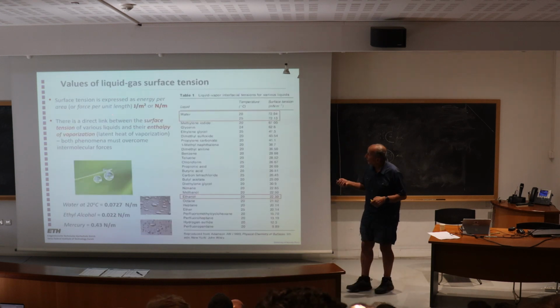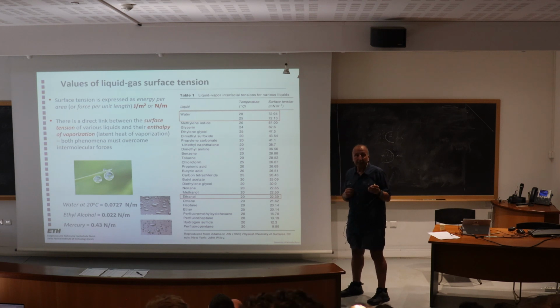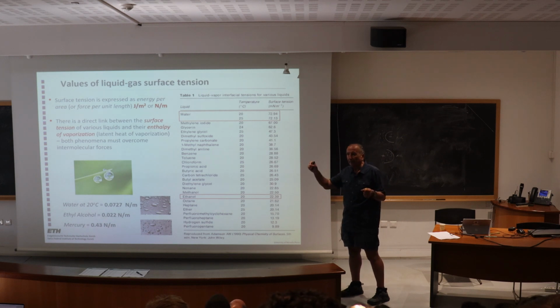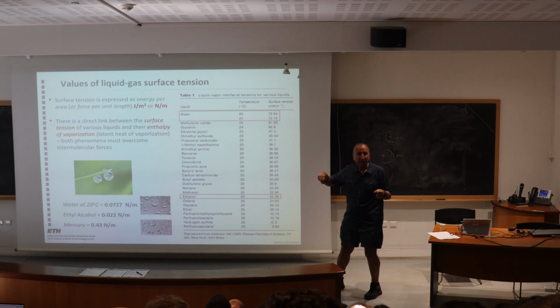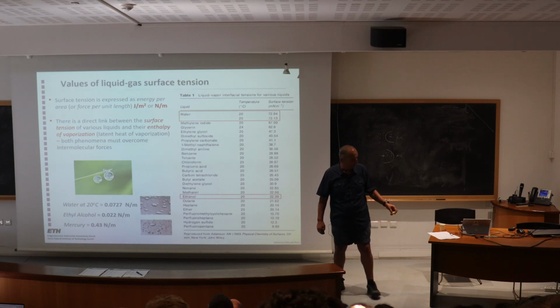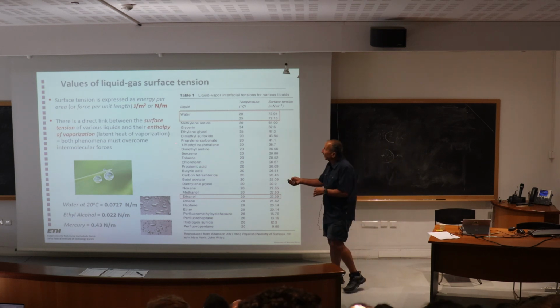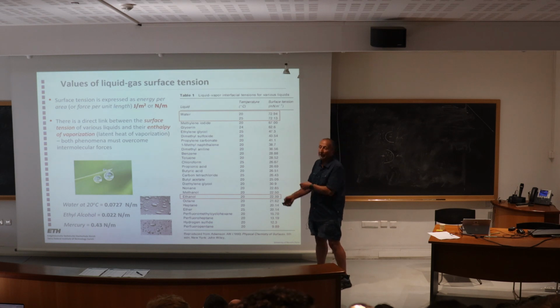Here are some values of surface tension. It is expressed as energy per unit area, joules per meter squared, or force per unit length. If joules per meter is Newton, then we end up with Newton per meter. So these are two ways to express surface tension. There is a direct link between the value of surface tension and other properties.